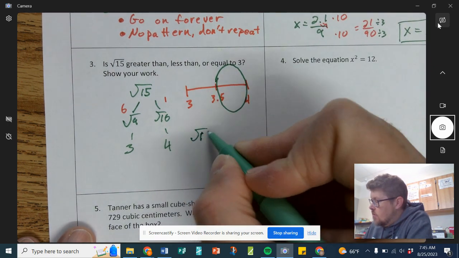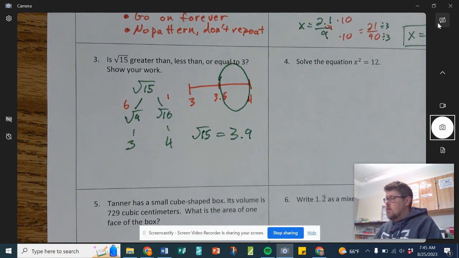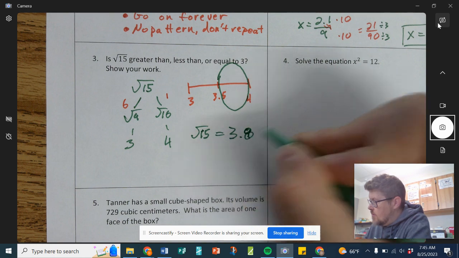So let's write it out here. We say the square root of 15 is equal to 3.9. So now let's do 3.8. That's probably a little more accurate.